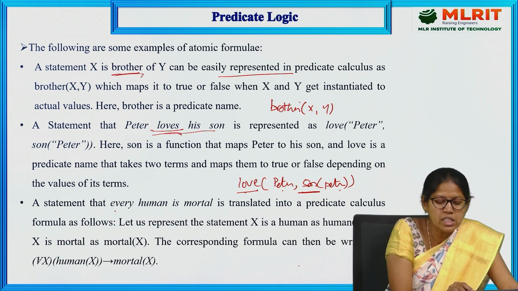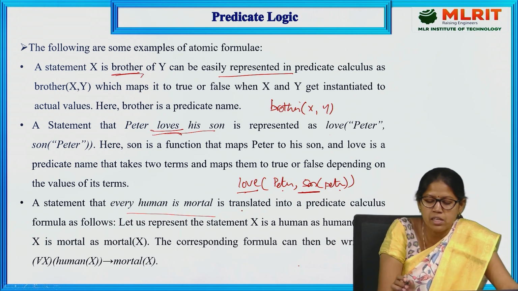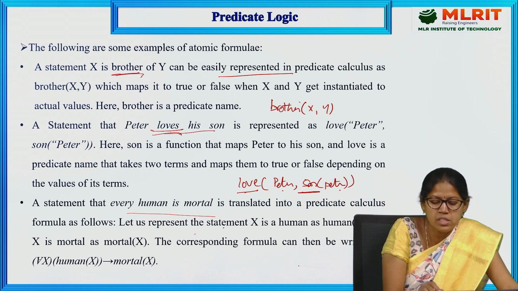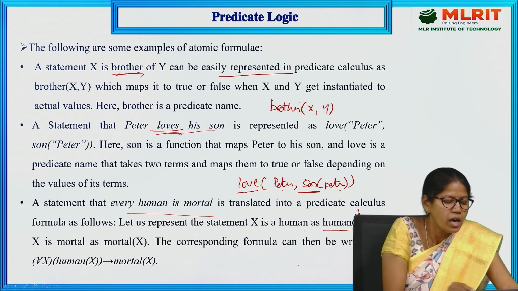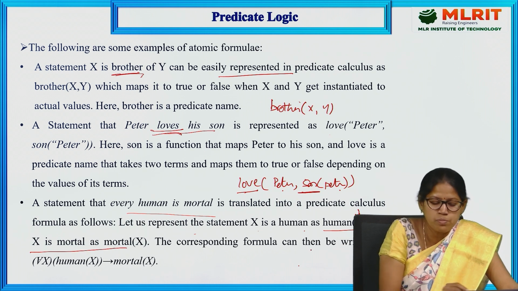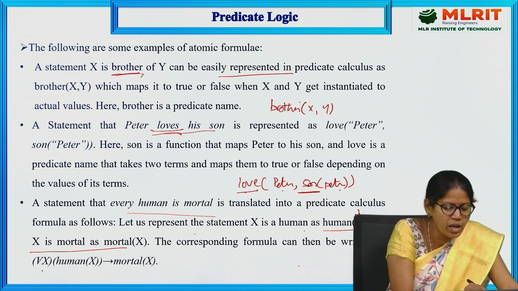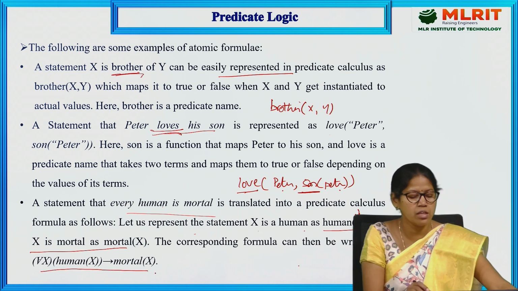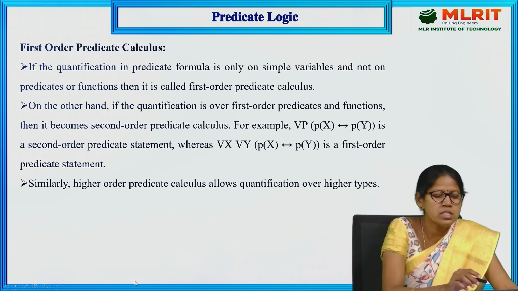Let's see another example. The statement that every human is mortal. How will it be represented in predicate logic? Let us represent the statement X is a human as human of X, which means it is a variable and is not bound to an actual value. And X is mortal as mortal of X. So the corresponding statement is: every human is mortal. Then for all X, human of X implies mortal of X. Let's see the next one.